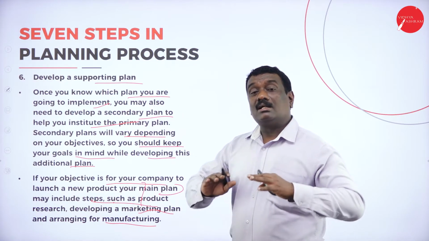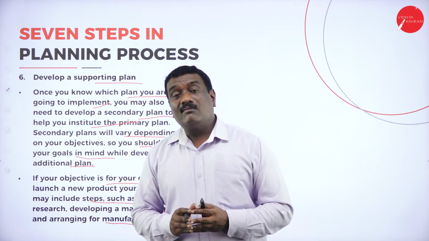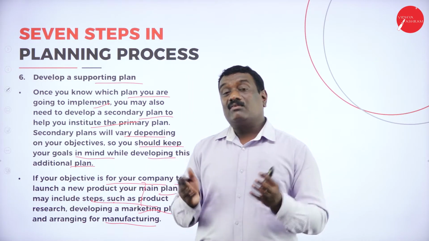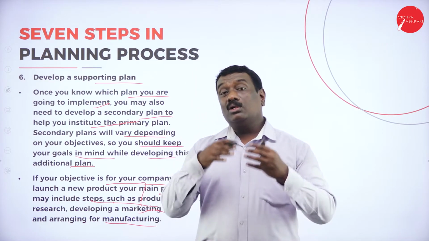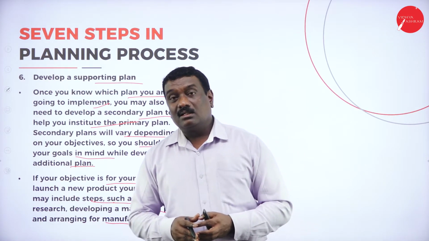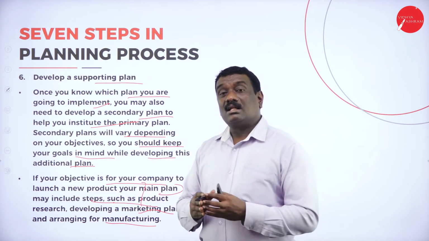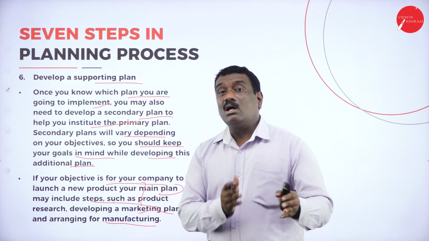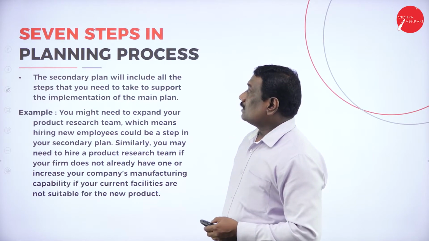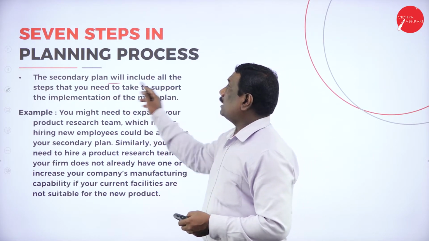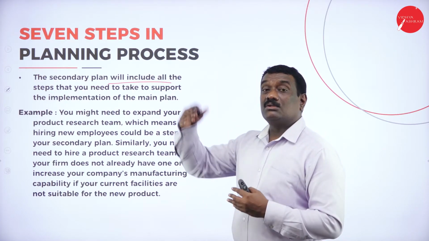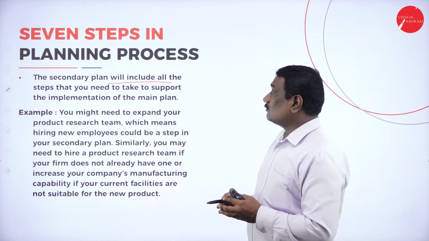If you are planning to come out with a new product, then how are we going to manufacture the product, right? How are we going to market your product? All these things are also the assumptions or the plans that will support your main plan. So the secondary or substitute plan will include all the steps that you need to undertake in order to achieve the main plan or implement the main plan.